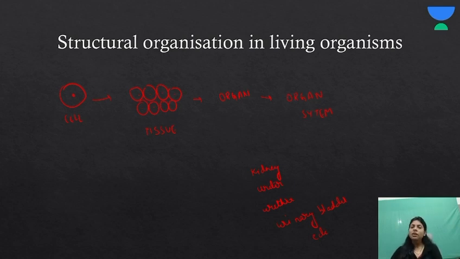Now, many organ systems combine together to form the most complex thing, that is an organism. So, an organism is a mixture of all the organ systems, where all the organ systems are working in coordination with each other for the efficient survival of the organism. So, this is what an organism is made from, that very small cell.